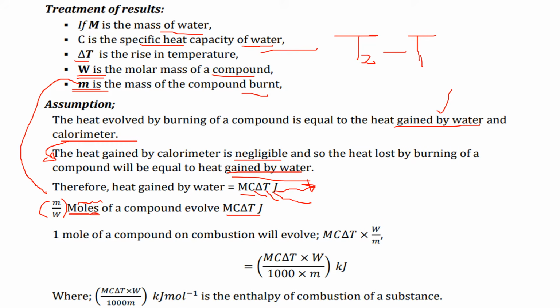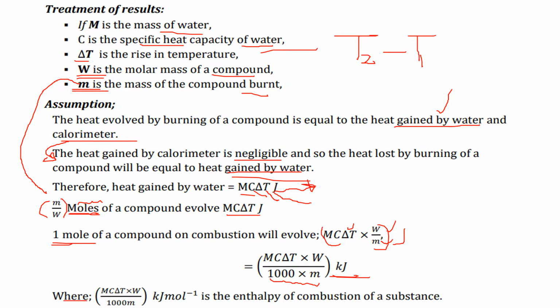Then what about 1 mole of a compound? Because when you're defining standard enthalpy of combustion, we said it must be 1 mole of a compound to be burnt. So what about 1 mole of a compound is going to produce which heat? And that is going to be mc times delta T multiplied by W divided by m. And remember that this heat is going to be measured in joules. To convert this heat into kilojoules, we divide through by 1,000. So that's why you're having this expression divided by 1,000, in terms of kilojoules. And this is going to be our standard enthalpy of combustion of such a substance.